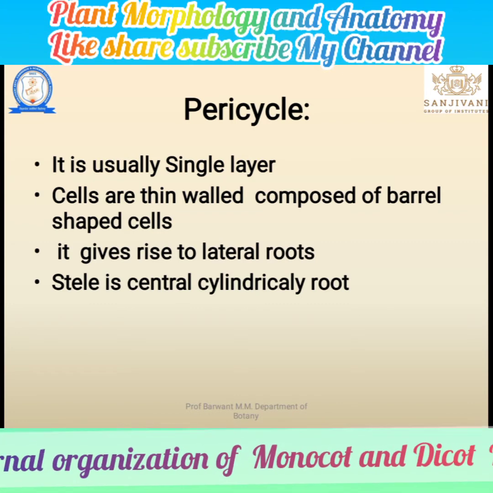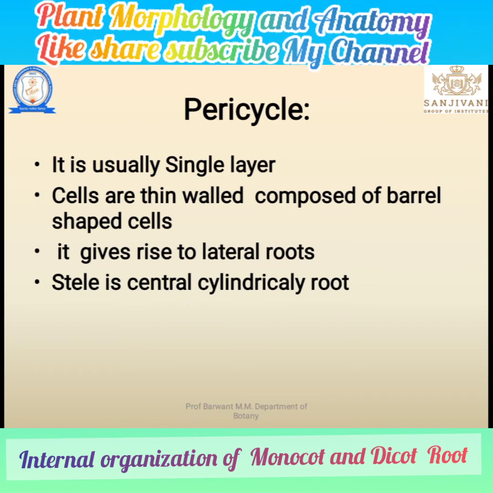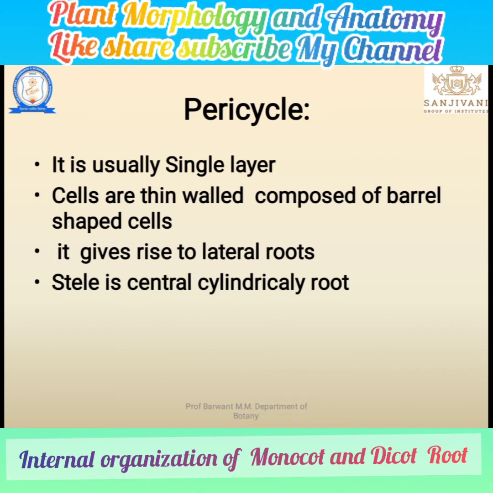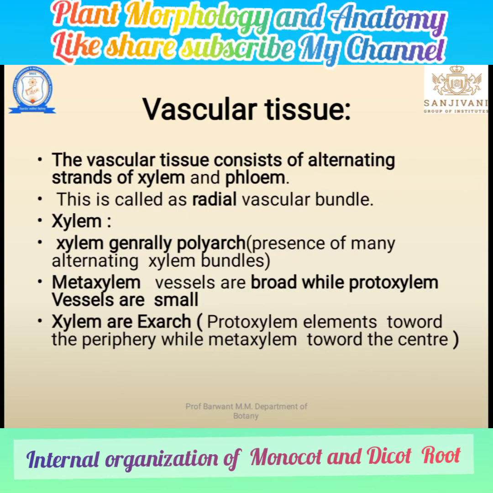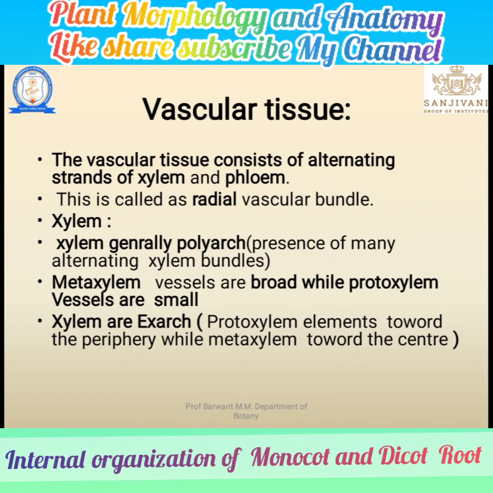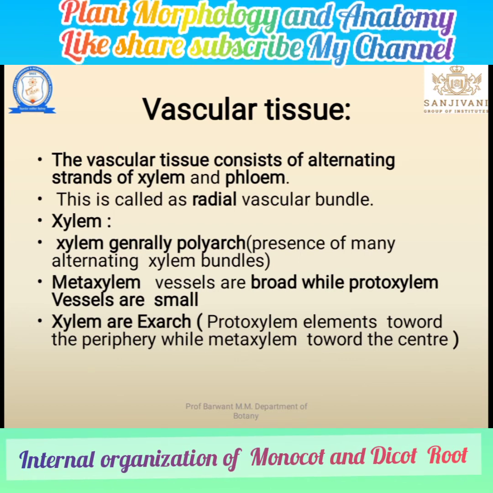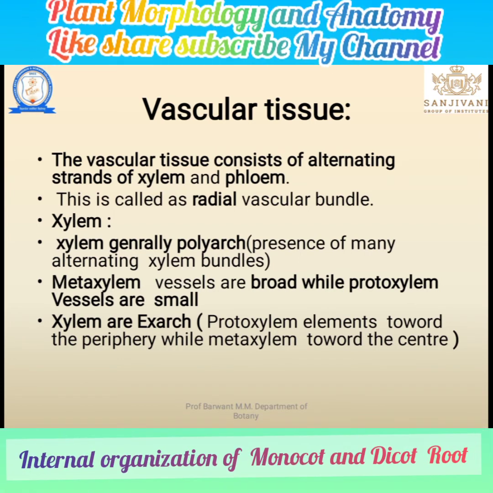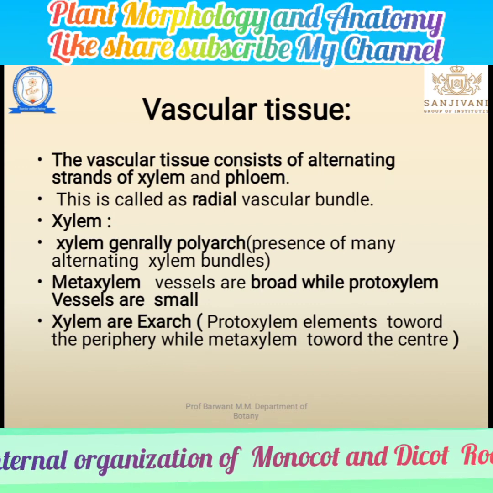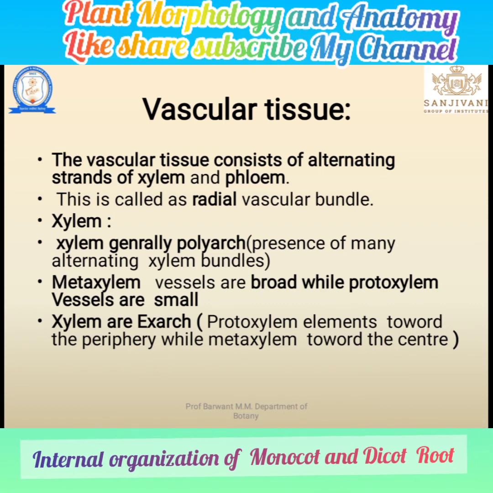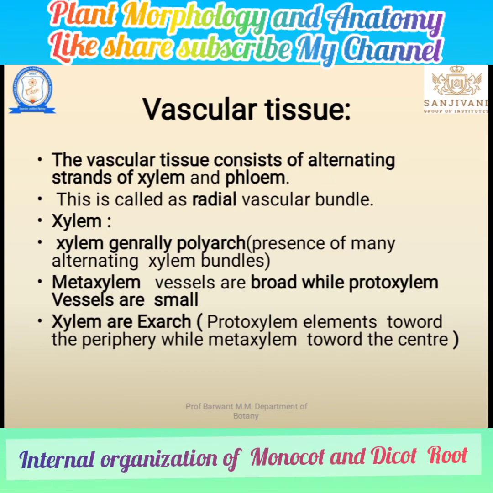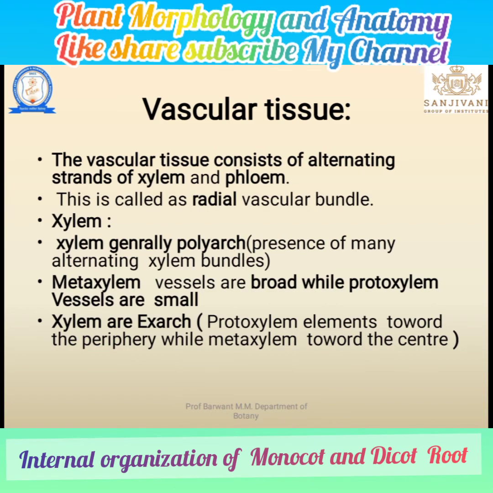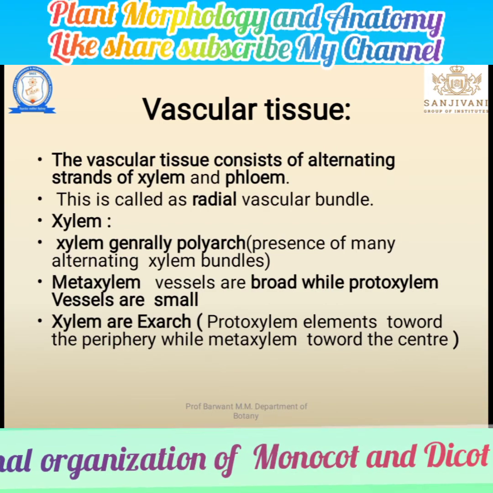Remember, previously when I was teaching about vascular tissue, I explained what a stele is. The next part is the vascular tissue. Vascular tissue in every section is an important and complicated part. Vascular tissue consists of strands of xylem and phloem. This is called a radial vascular bundle. In this monocot root, radial vascular bundles are present.